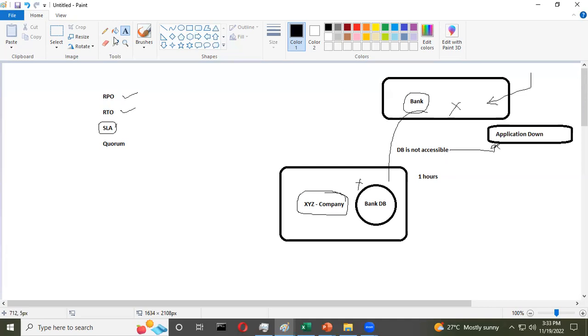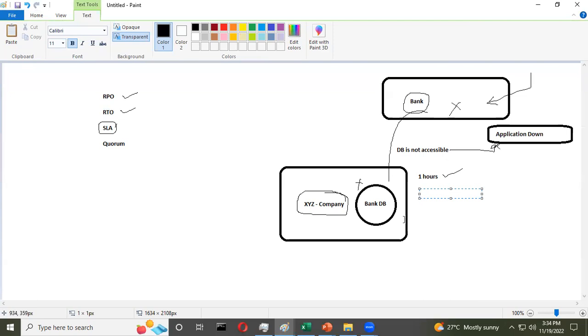Even 1 hour is very huge. If the application is not accessible for 1 hour, that is very huge. It is an OLTP, online transactional processing application, like any bank. If your bank application is down for 1 hour, you will end up having many issues, because you would not get money from the ATM. There won't be any transactions. Many customers are impacted. It's a very huge loss. That is the reason we have something called high availability and disaster recovery.